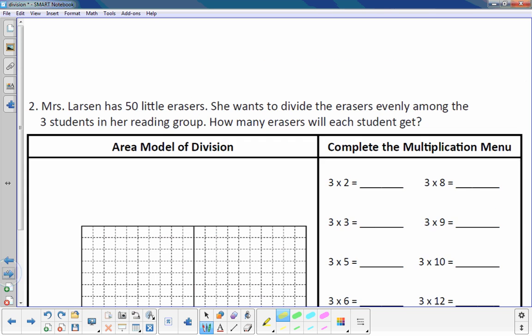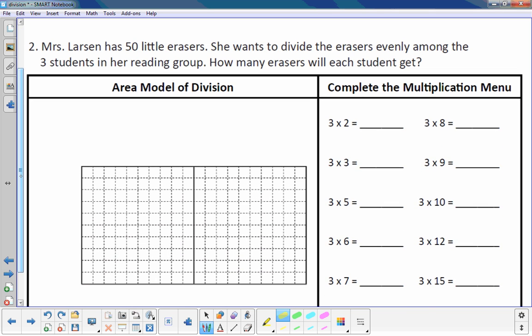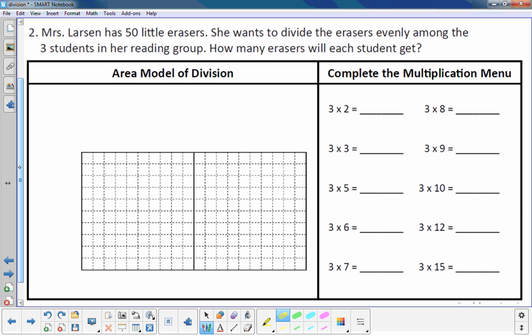Let's try another one. Mrs. Larson has 50 little erasers. She wants to divide the erasers evenly among 3 students in her reading group. How many erasers will each student get? All right, well, there's 3 students, so I noticed that Mr. Knowles provided me with a multiplication menu for 3. I'm going to solve those basic facts.